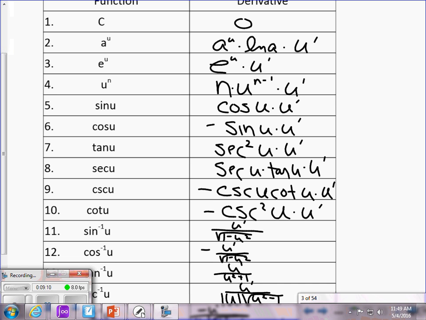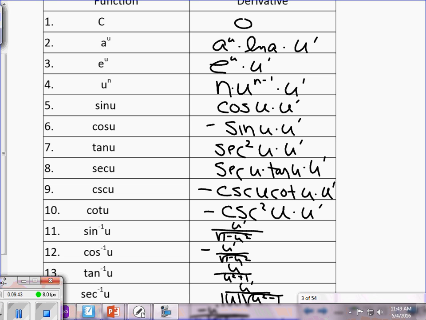Number 2, the derivative of a constant to some function, it comes with 3 parts. It's a to the u. You just have like 5 to the 3x, times ln of a, that means the ln of the base, like the ln of 5. And then times u prime, the derivative of the exponent. I hope you're getting the e to the u right: e to the u times u prime. Power rule. If you can't read my writing, ask me. It's pretty bad.